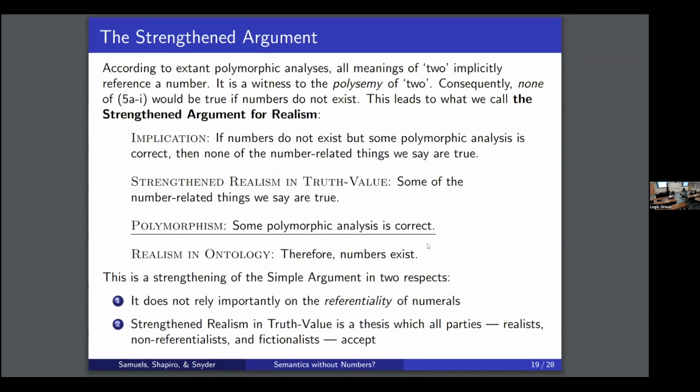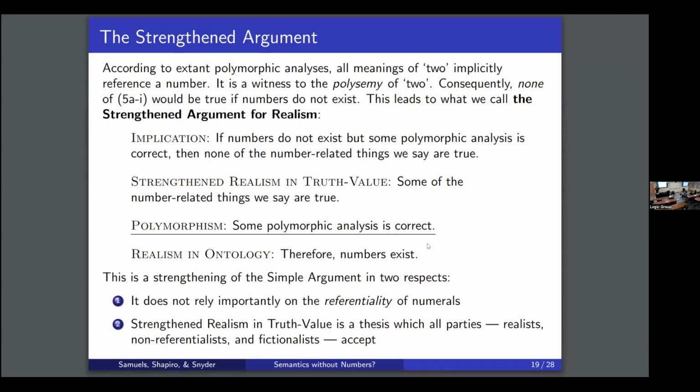Right. Okay, so here's the strengthened argument. Let's, for the moment, sustain doubt and just accept that the polymorphic analyses are correct. That would lead us to this new argument that we're going to call the strengthened argument for realism. This time it has 3 premises rather than 2. The first premise is what we're calling implication. If numbers don't exist, but some polymorphic analysis is correct, then none of the number-related things we say are true. That is to say, none of those examples I gave you would be true if numbers don't exist, and at least one kind of polymorphic analysis is correct.